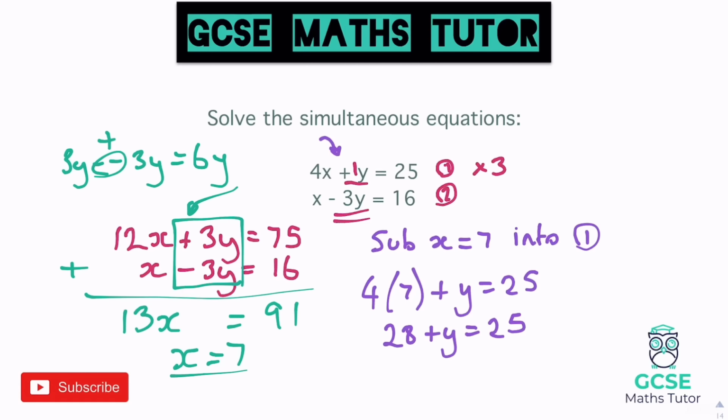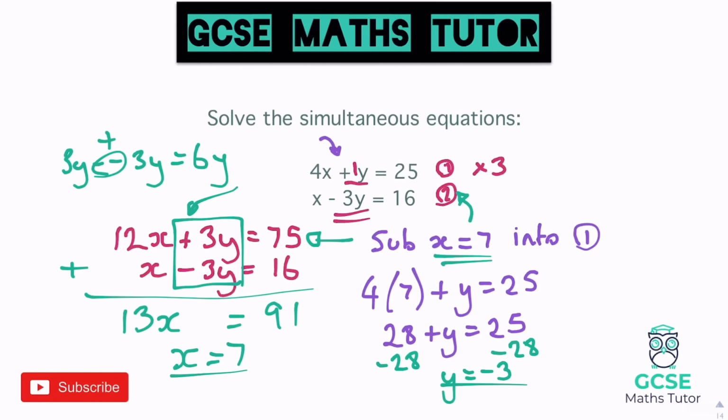And again, we just need to finish this off to find out what y is. 28 add y is 25, it goes down, so it's got to be negative. If we solve this like normal, take away 28 from both sides, we get y equals negative 3. And there's our final answer: x equals 7 and y equals negative 3. I could have subbed x equals 7 into any of the equations. I could have subbed it into equation 2, or even into the equation that we made up here, but I just went for the easiest one.